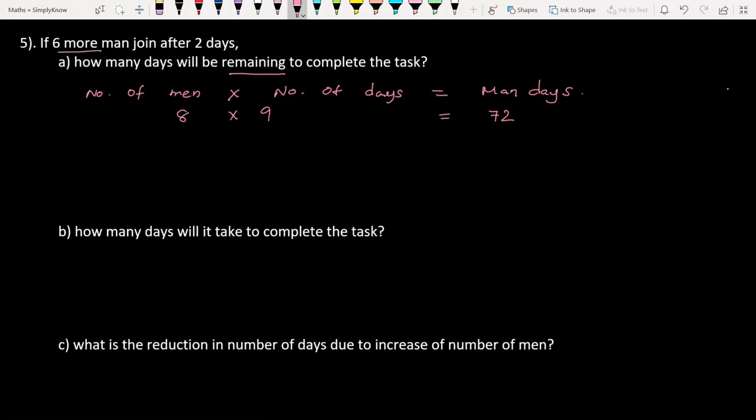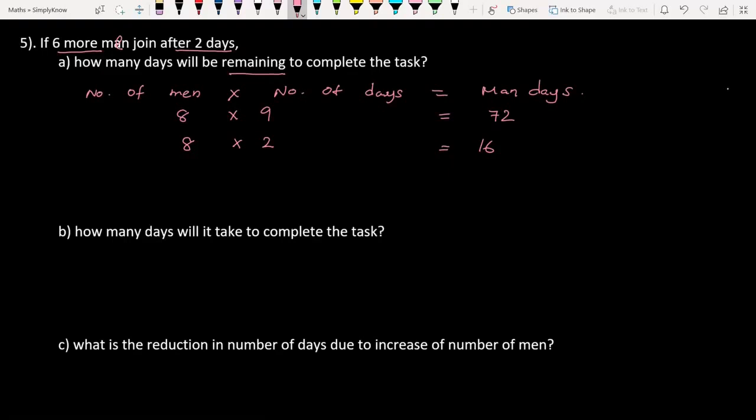But according to this situation, 6 more men join after 2 days. This means 8 men will work for 2 days, and this is 16 man days. After that, after 2 days, 6 more men join.